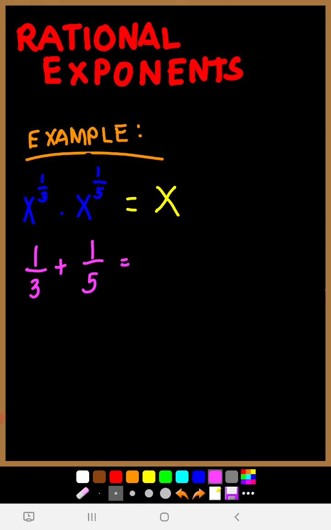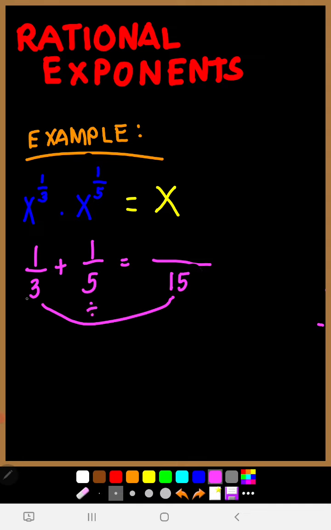If you're not used to finding the least common denominator, all you can do is multiply the denominators. So we have 3 times 5. So that is equal to 15. That will be our LCD. And then, you just divide 15 divided by 3. That is 5.